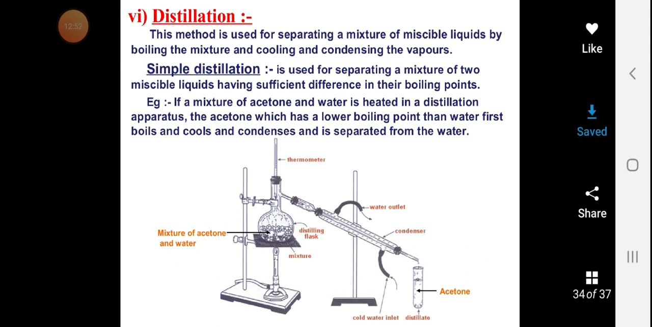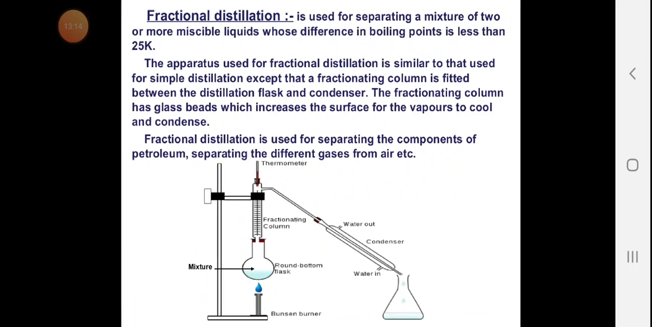The acetone, which has a lower boiling point, let's say about 70 degrees, will boil first, and then the water, which has a boiling point of 100 degrees Celsius, will boil later, cool and condense, and this way they are separated from each other. This is the example of simple distillation.